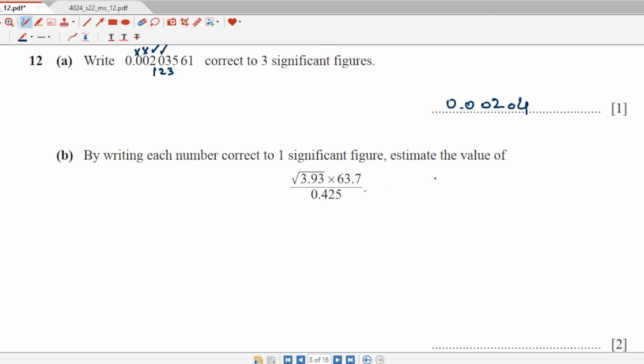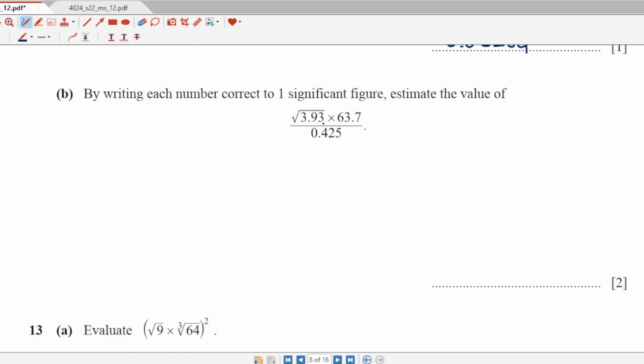By writing each number correct to one significant figure, estimate the value. One significant figure means the number should be represented by one digit, and except for that one digit, all the other digits must be zeros. 3.93 can be represented as 4, then square root. Multiply 63.7, which can be represented by 60, and 0.425, which can be represented as 0.4. These numbers are converted into one significant figure.